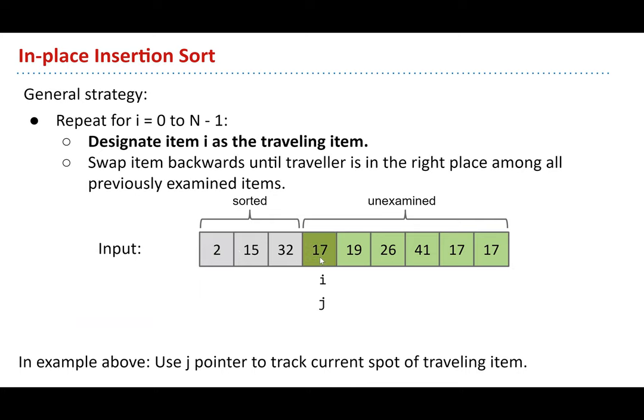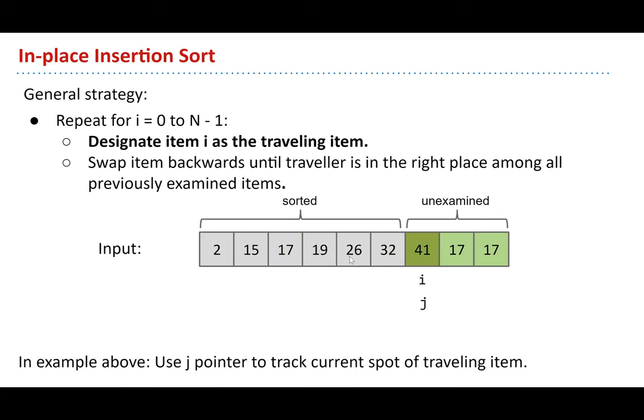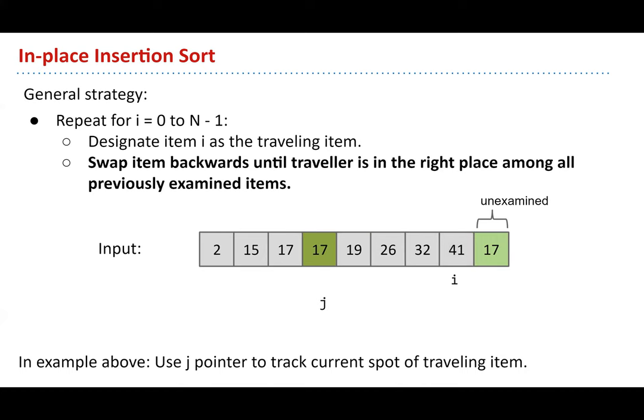Okay, 17, it moves back. 19, it moves back. 26, it moves back one spot. 41, what does it do? Stays, no good. All right, how about 17? Swap, swap, swap, swap. Are we done? Sure. Okay, swap, swap, swap, swap, swap, swap. That's insertion sort. Lots of demos for you to play with. So that's insertion sort.